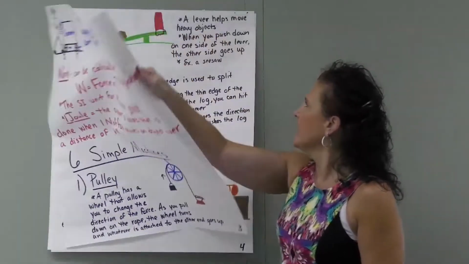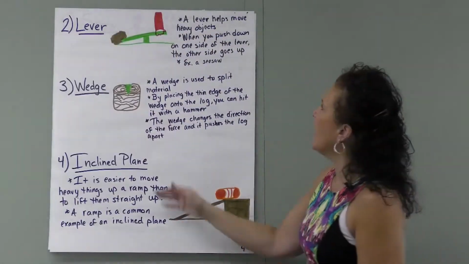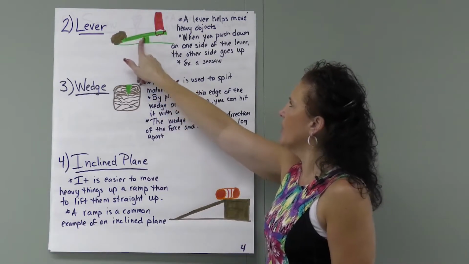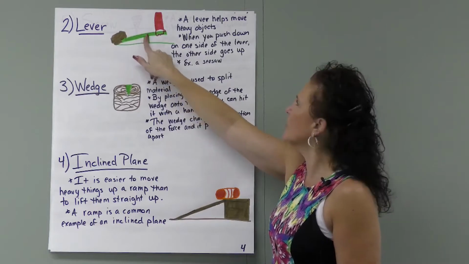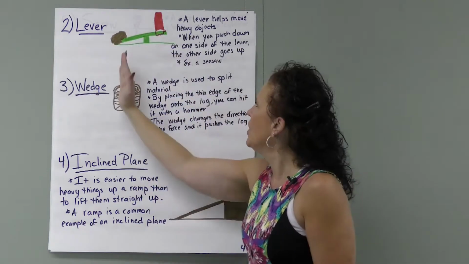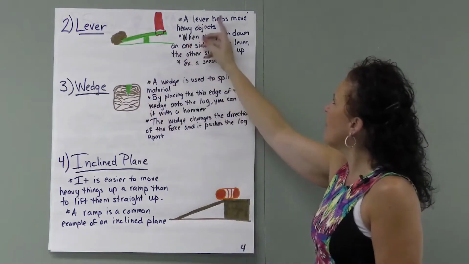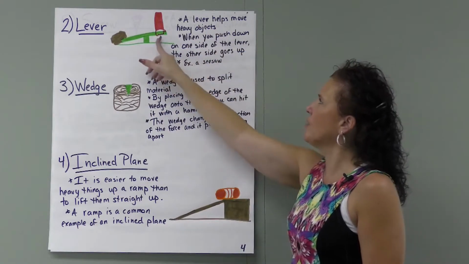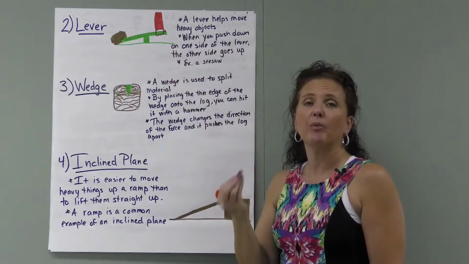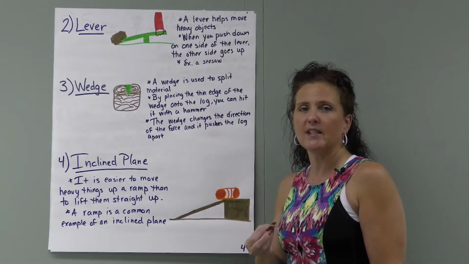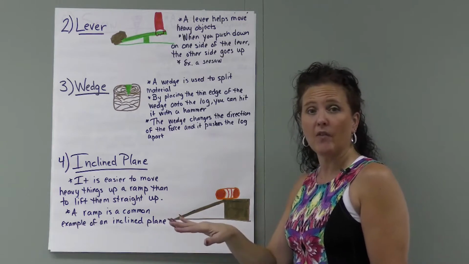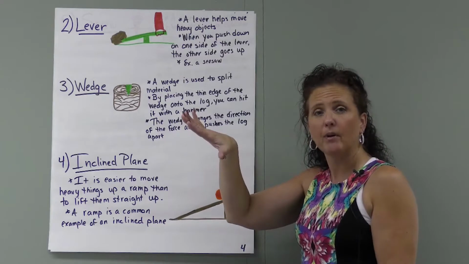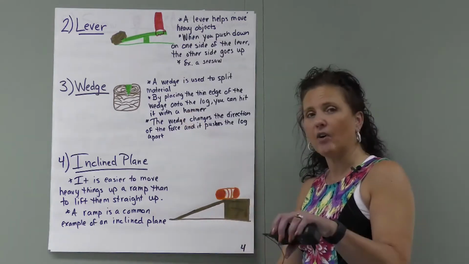That's number 1. Number 2 is a lever, right? This is a rock, maybe, that we have here, and we have this lever. This is called the fulcrum that it rotates across, and someone's hand is pushing down to push the rock up. So a lever helps you move heavy objects. When we push down on one side of the lever, the other side goes up. If you're ever out on the playground and you get on a seesaw with a friend, one of you is on one end and one of you is on the other, and you have to push down to get them to go up, and they have to push down to get you to go up, right? So that's like a lever.